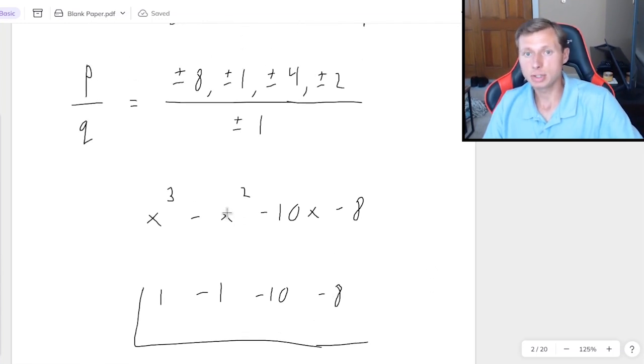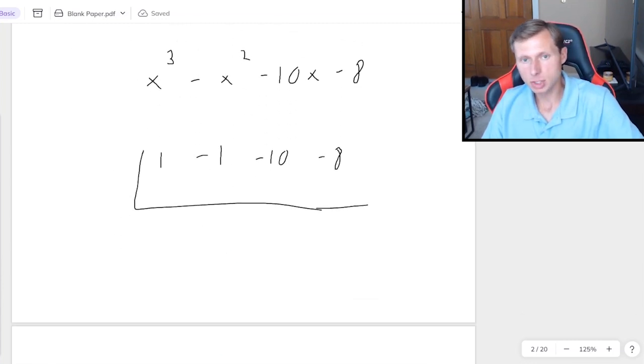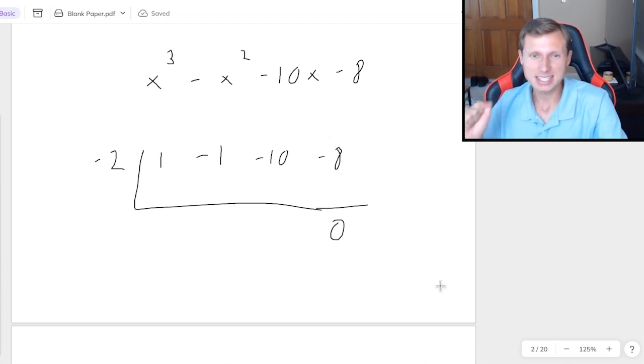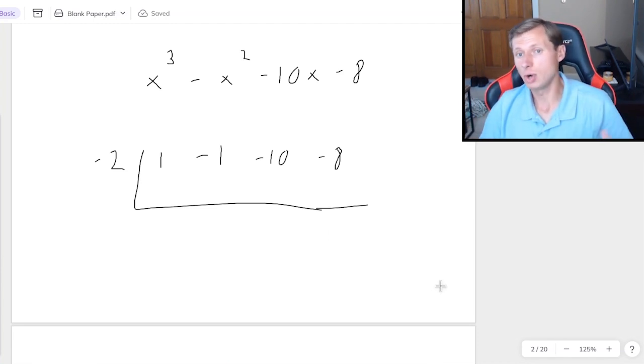And now I just have to choose one of these values for my roots. I will try negative 2 first. Negative 2 divided by positive 1, I guess. But first I'll try negative 2, and I'm just going to do the synthetic division here, and my goal is to get a 0 at the end. If I get a 0, that means yes, negative 2 is a root or a 0. If not, it means I have to try again. And this is going to be a lot of trial and error.